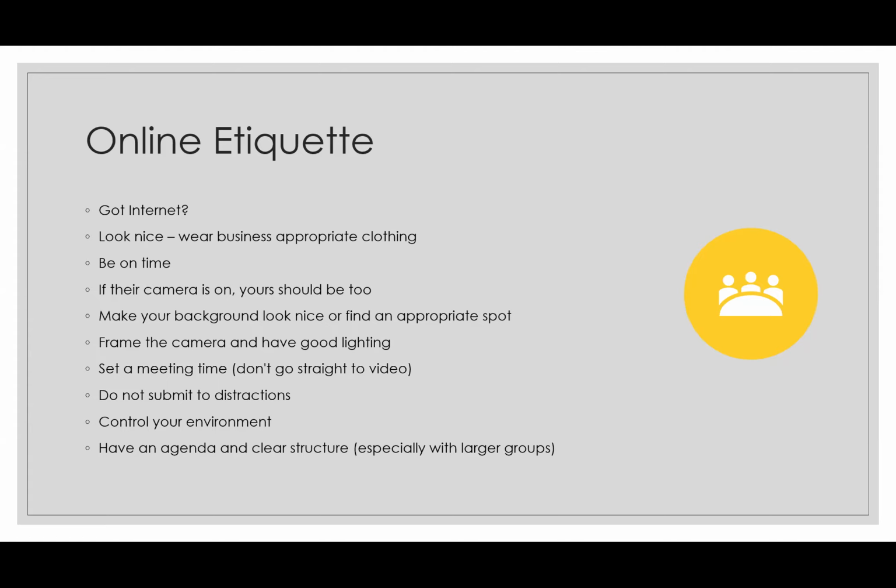Look nice depending on what you're doing. So maybe with other officers, y'all are getting together for a meeting, casual, shorts, t-shirt, you're good to go. Anything above that, so maybe an interview, definitely go full suit because if it's an interview, you want to look your best no matter what. Dress for the job that you want, not for the job that you have.